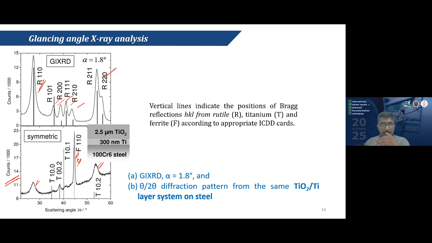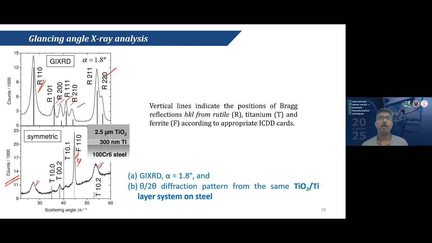That means in the case of GIXRD, since the angle of incidence is very small, the X-rays are confined within the sample itself, not going to the substrate. Thereby, we can observe highly resolved peaks from the sample.